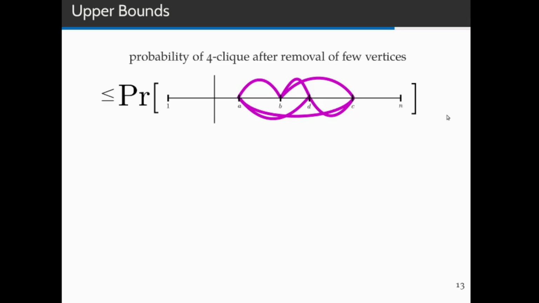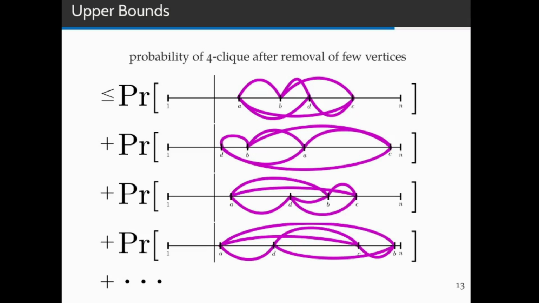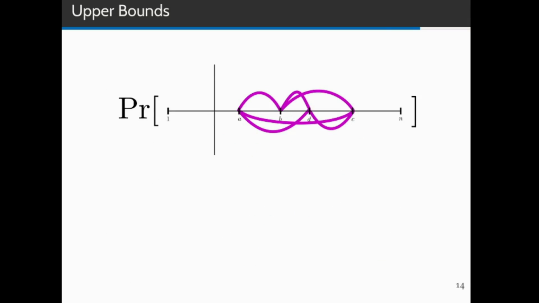So it can be embedded like this, like this, like this, like this, and many more ways. And we want to enumerate all embeddings and sum them up, which gives us an upper bound that a 4-clique exists. So let us fix one embedding. What is the probability that the vertex number A, number B, number C, and number D together induce a 4-clique in the preferential attachment graph?